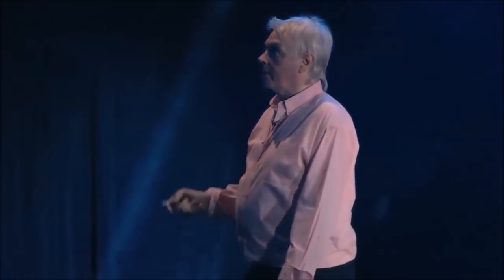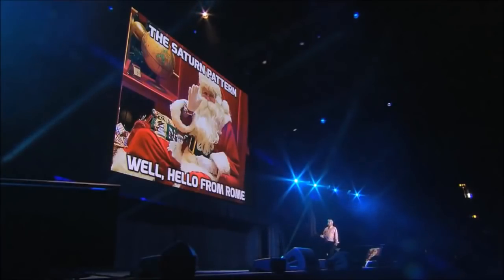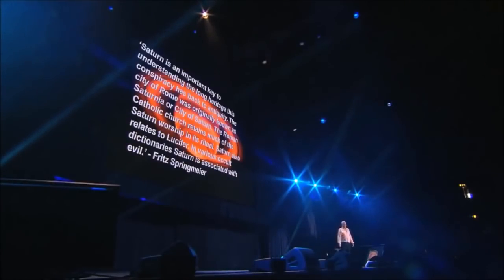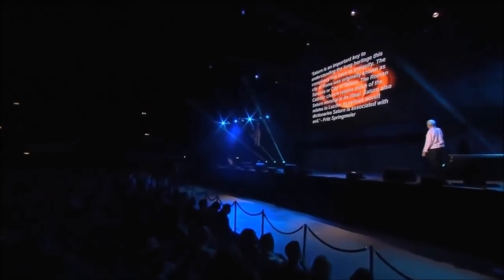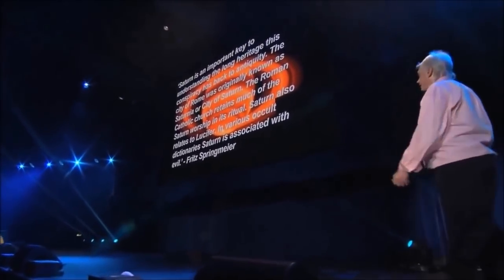Well, hello from Rome. This guy comes from Rome and the worship of Saturn. This is Fritz Springmeier, a very accomplished researcher into all this. Saturn is an important key to understanding the long heritage this conspiracy has back to antiquity. The city of Rome was originally known as Saturnia, or the city of Saturn. The Roman Catholic Church retains much of the Saturn worship, hence Heliopolis obelisk, in its ritual. Saturn also relates to Lucifer in various occult dictionaries. Saturn is associated with evil.